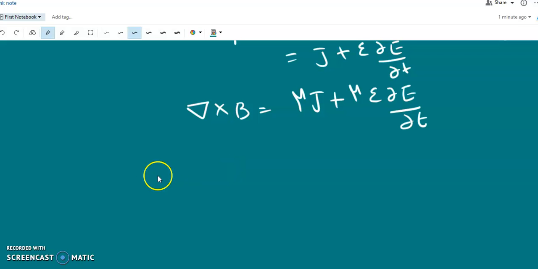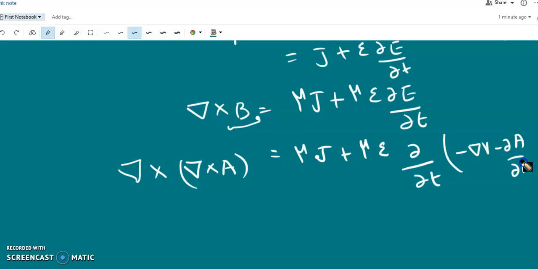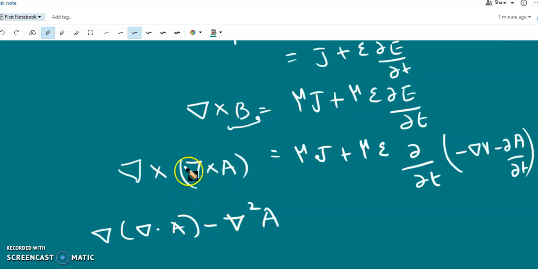So B equal to del cross A, and E is equal to minus del V minus dou A by dou T. So we will get del cross A is equal to mu J plus mu epsilon dou by dou T of minus del V minus dou A by dou T. So this is curl of a vector. So we know the identity. Curl of a vector is the gradient of the divergence of that vector minus del square A. So this is the expansion for curl of A.